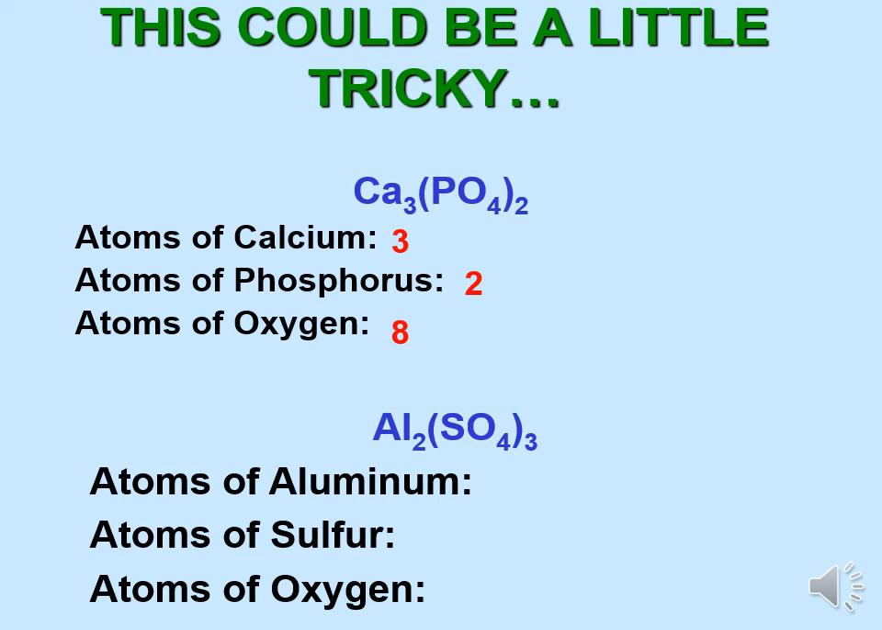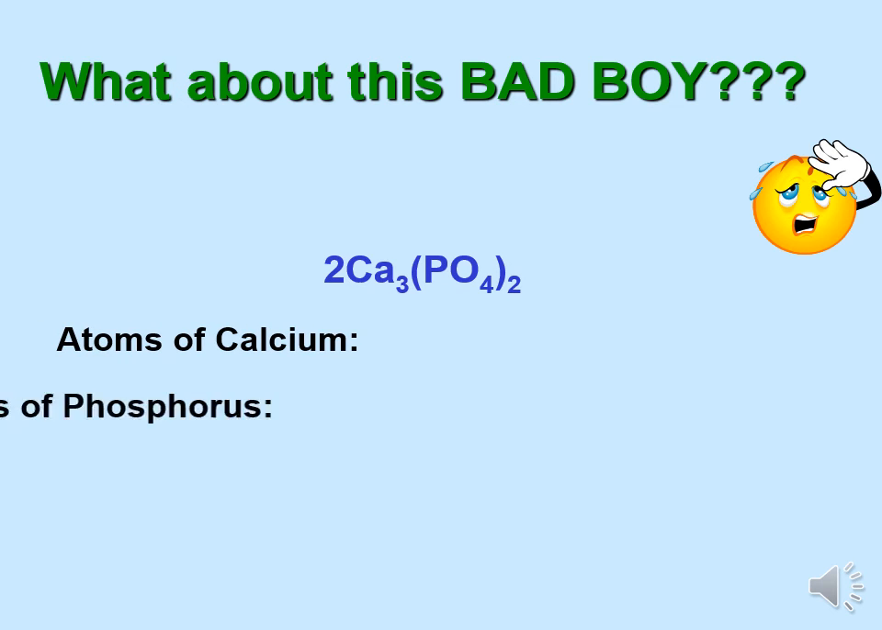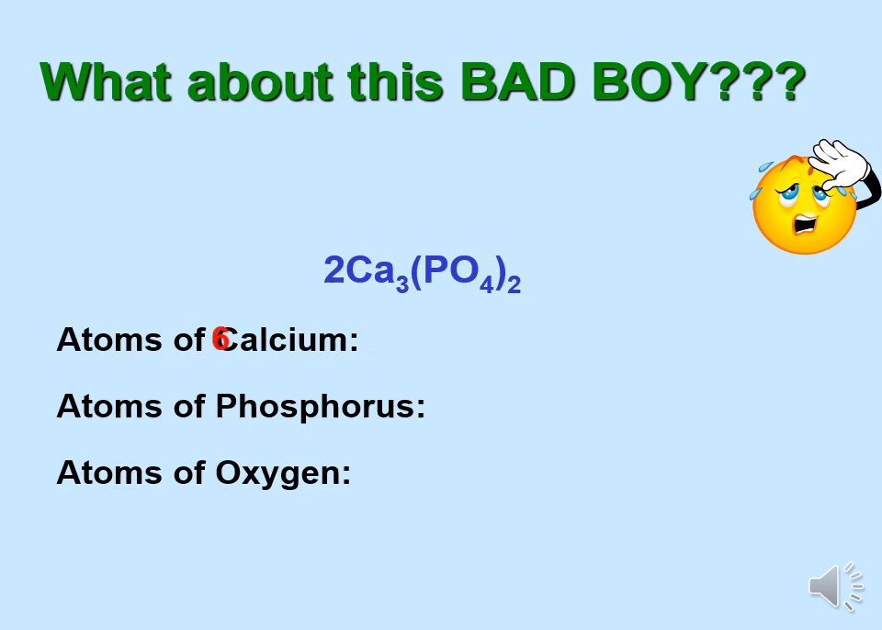Also Al2(SO4)3. Atoms of aluminium is 2, atoms of sulfur is 3, atoms of oxygen 4 multiplied by 3 is 12. What about this? Maybe this is more tricky. Atoms of calcium 2 multiplied by 3 is 6, atoms of phosphorus 2 multiplied by 2 is 4, and atoms of oxygen 4 multiplied by 2 is 8, multiplied by 2 is 16.